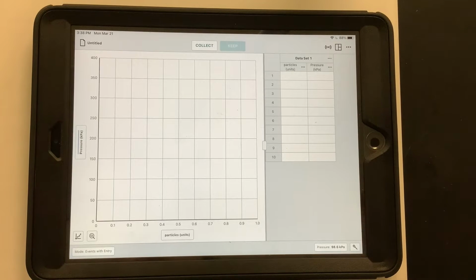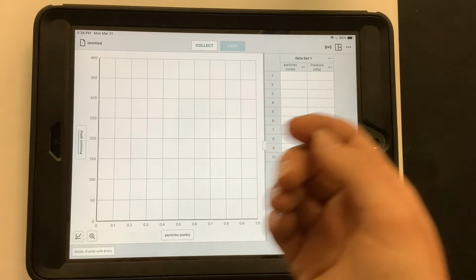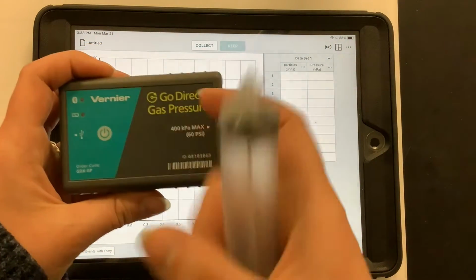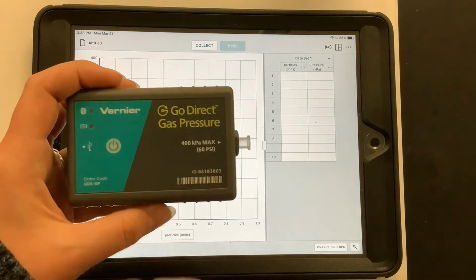Today, we're going to be investigating the relationship between the number of gas particles and pressure. We're going to be using the pressure sensors and the syringe again.